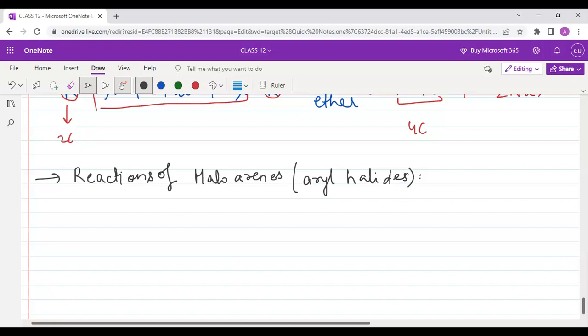So here also it shows reactions. First is nucleophilic substitution, then electrophilic substitution, and third is reaction with metals. So first we'll discuss the nucleophilic substitution reaction. So what happens in nucleophilic substitution?